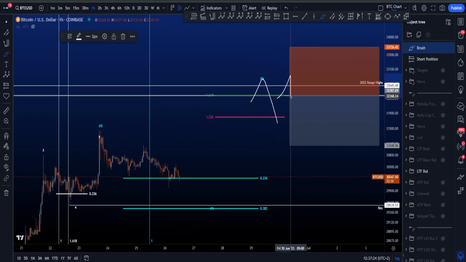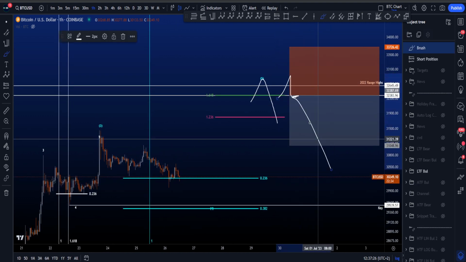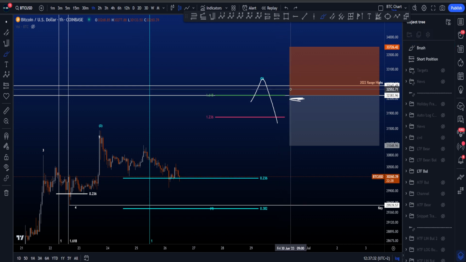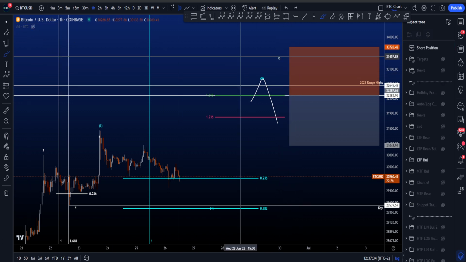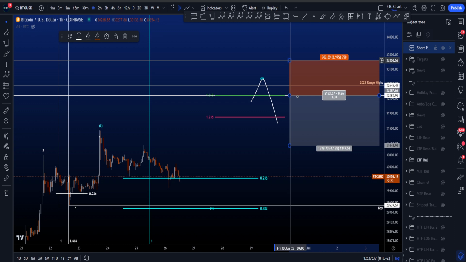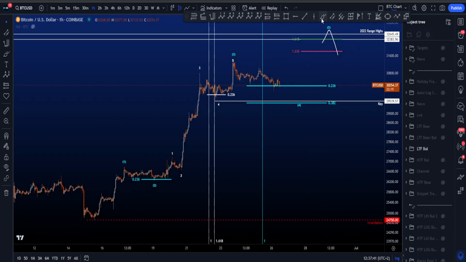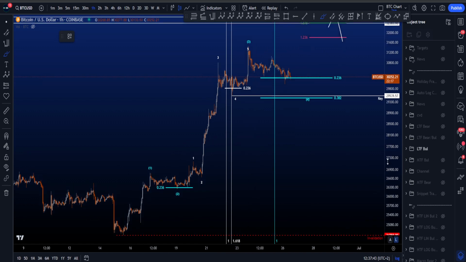Wicking above, but closing below, and then moving to the downside. And if price is going to wick above and close below, then the close below these liquidity grabs is going to be a potential entry, and the stop loss is then going to be above the wick, wherever that wick is then going to be.